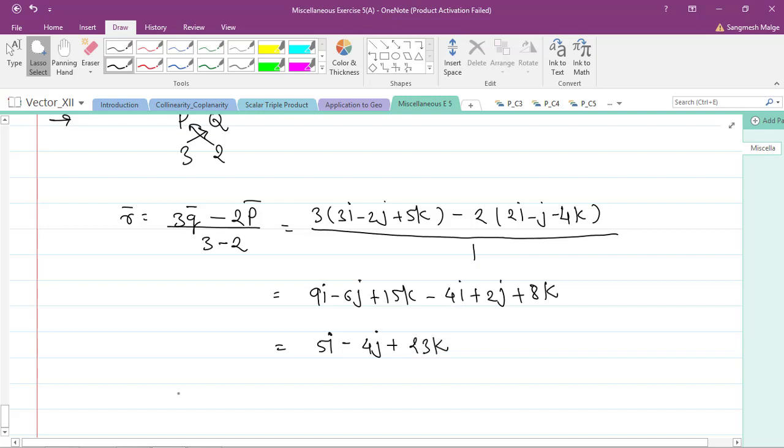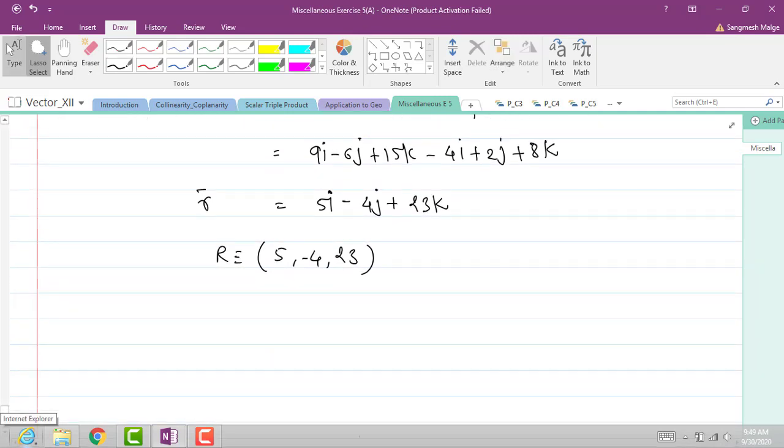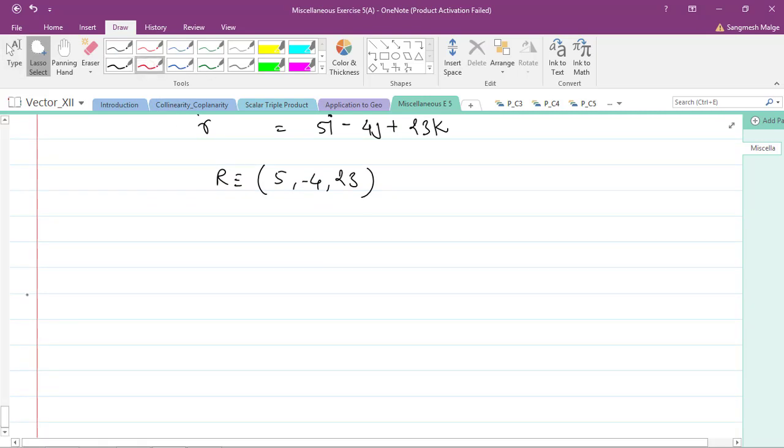So this is what we get, the position vector of the point R. They are asking for the coordinates of the point, so these are nothing but the coefficients of i, j, k. So it is (5, -4, 23). So this becomes the coordinates of R. It's very simple. Let's see the last question of this video.